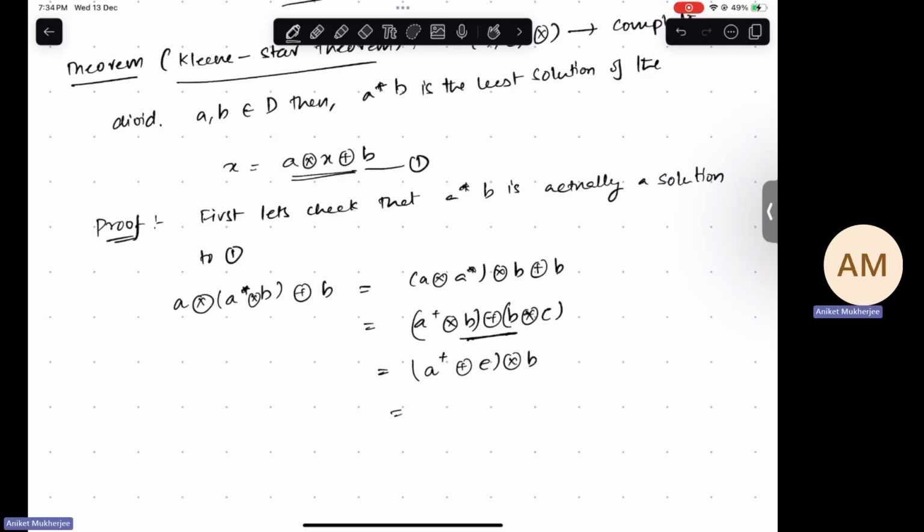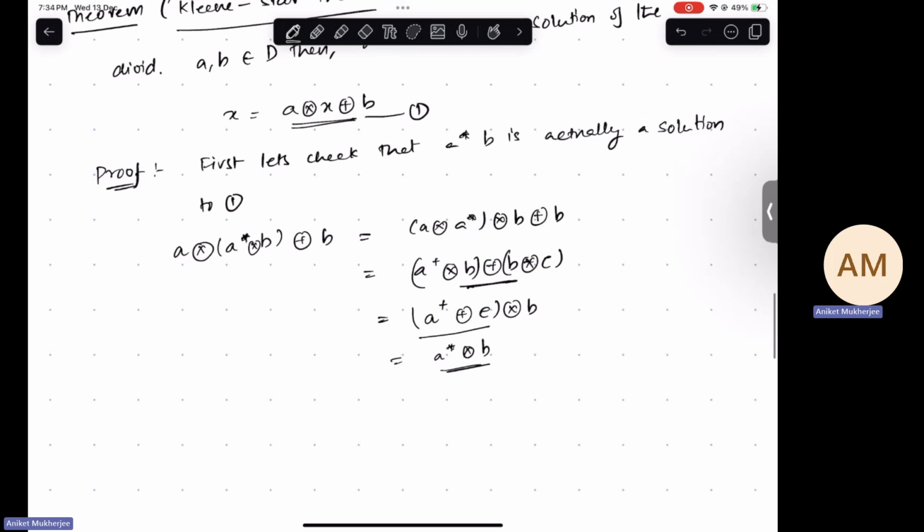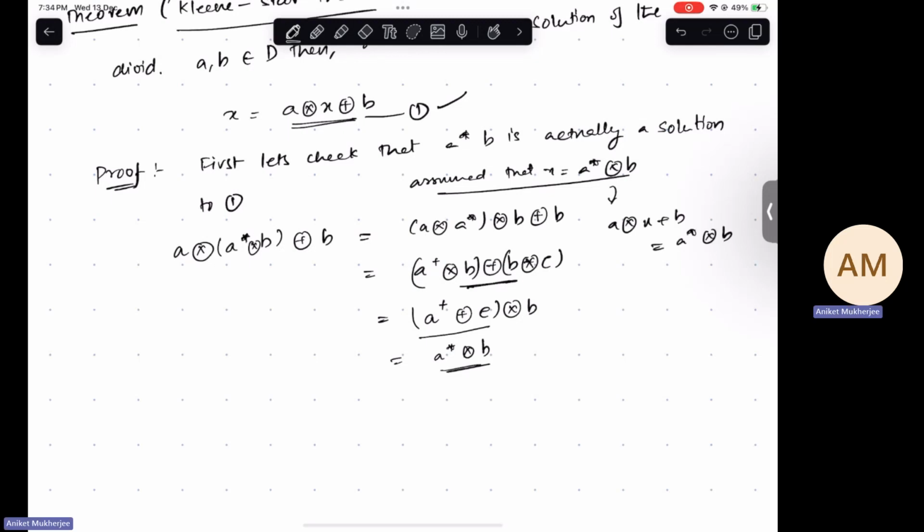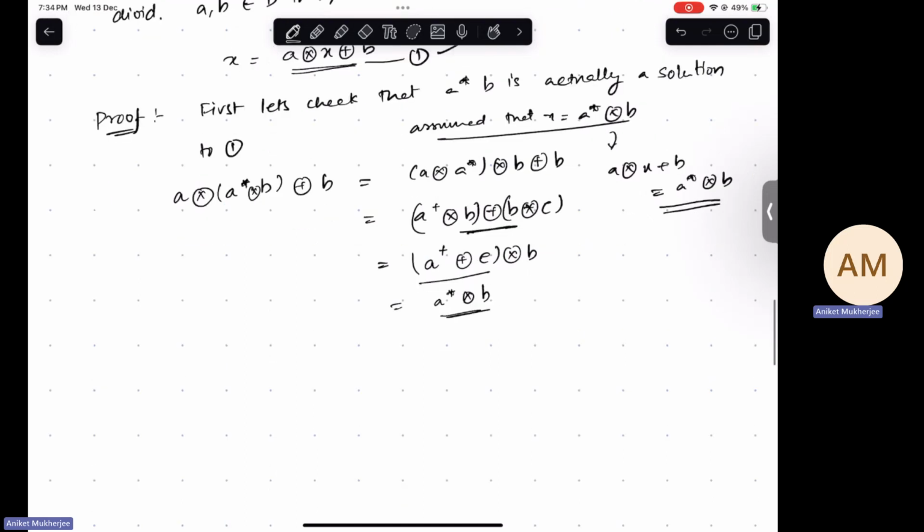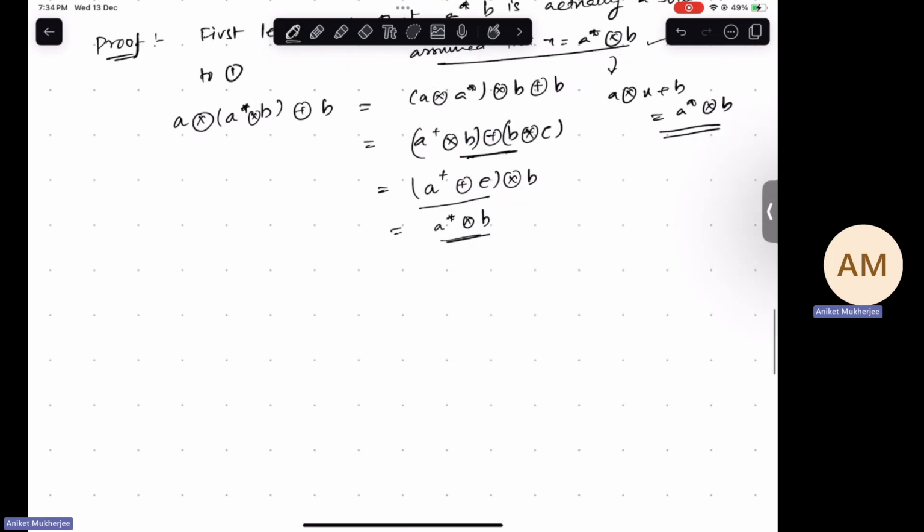Now we know the relation between A plus and A star. This A plus E is A star into B, so which is A star into B. So this gives you the solution to 1, right? You assumed that X equal to A star into B, and we got that A into X plus B equal to A star into B. Hence, your assumption is correct, and A star into B is actually a solution to the affine equation X equal to AX plus B.